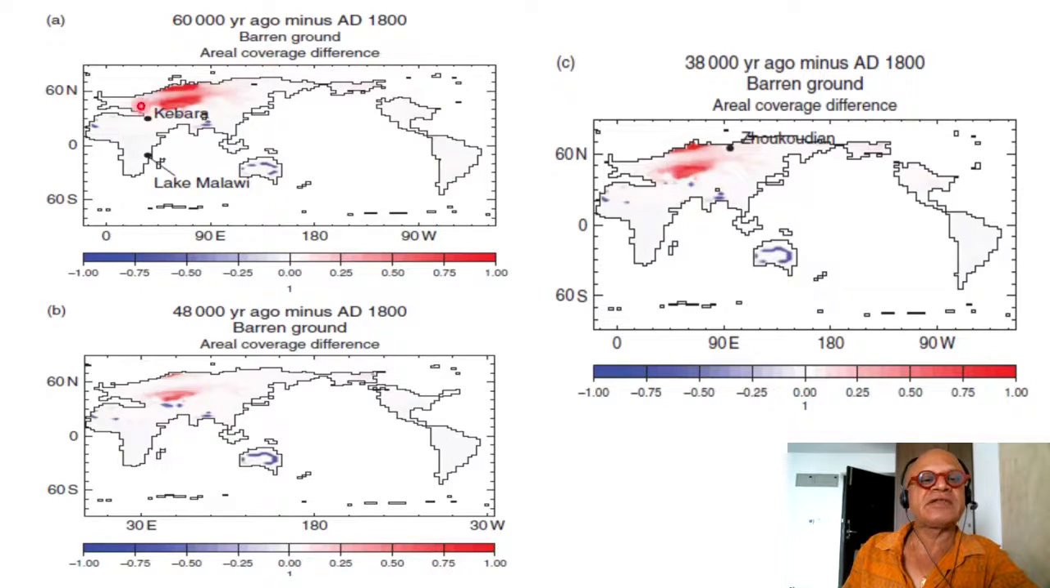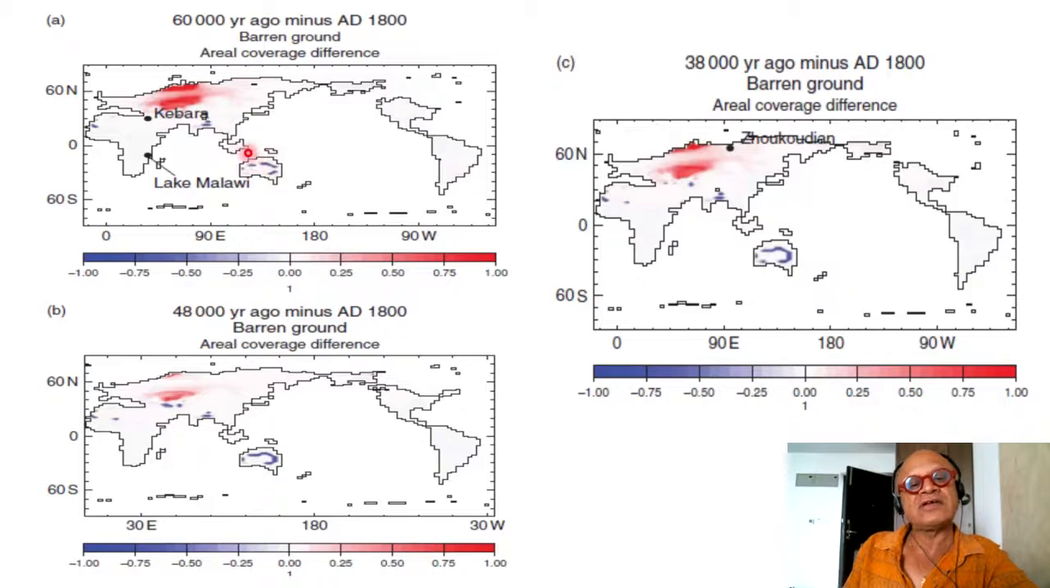So barren land expanded significantly around this time, and you know that the European colonization, Neanderthal conflicts and so on began to happen around this time and a little bit later towards this time, for example. So those are the sites again, Lake Malawi and Kebara. And there are at the same time reduced barren land aerial coverage over Africa, over Asia and Australia.